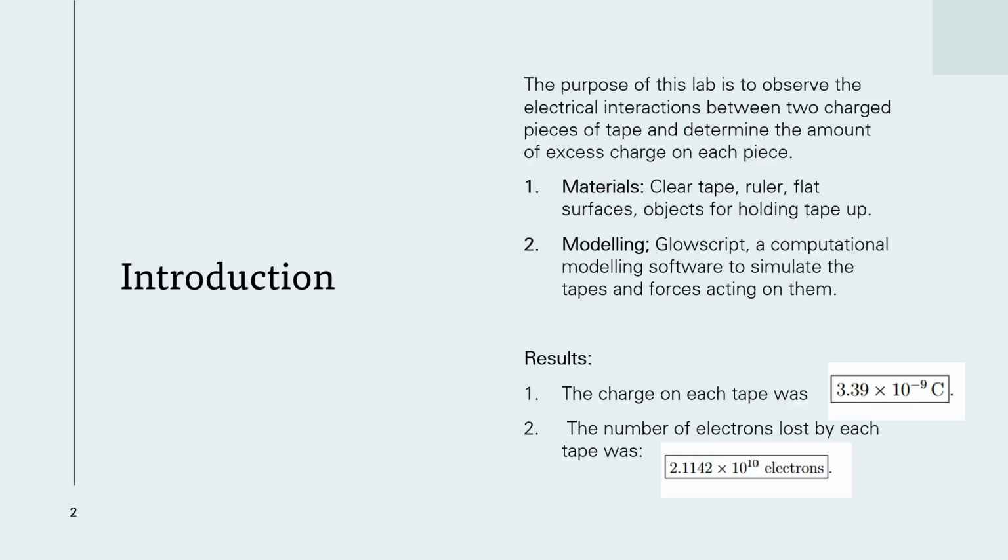The purpose of this lab was to essentially show how two charged pieces of clear tape interact and how we can measure that interaction to estimate the excess charge on each piece of tape. To do so, we set up an experiment with the materials listed and eventually verified the results through a GlowScript model, and the results are listed here, including the charge on each tape and the number of electrons lost by each piece of tape.